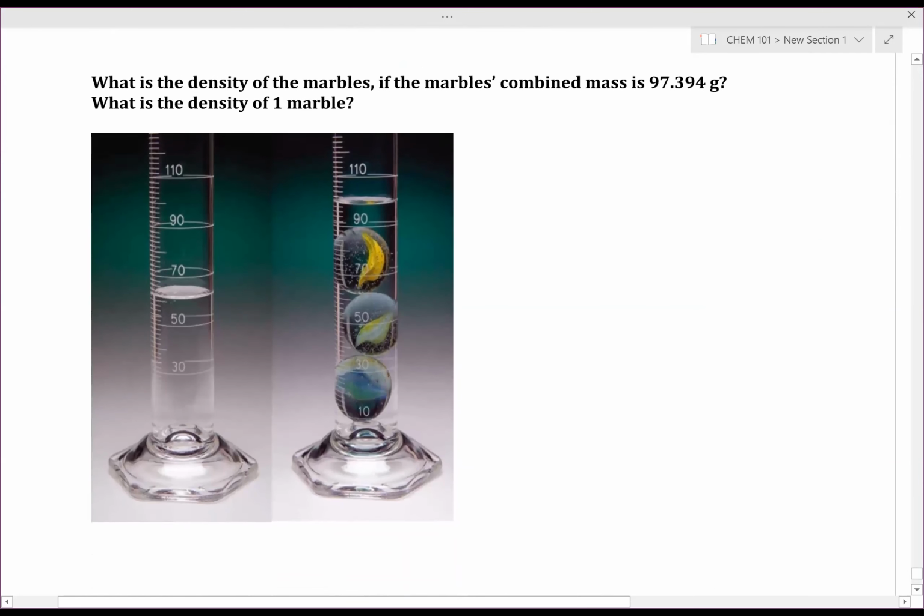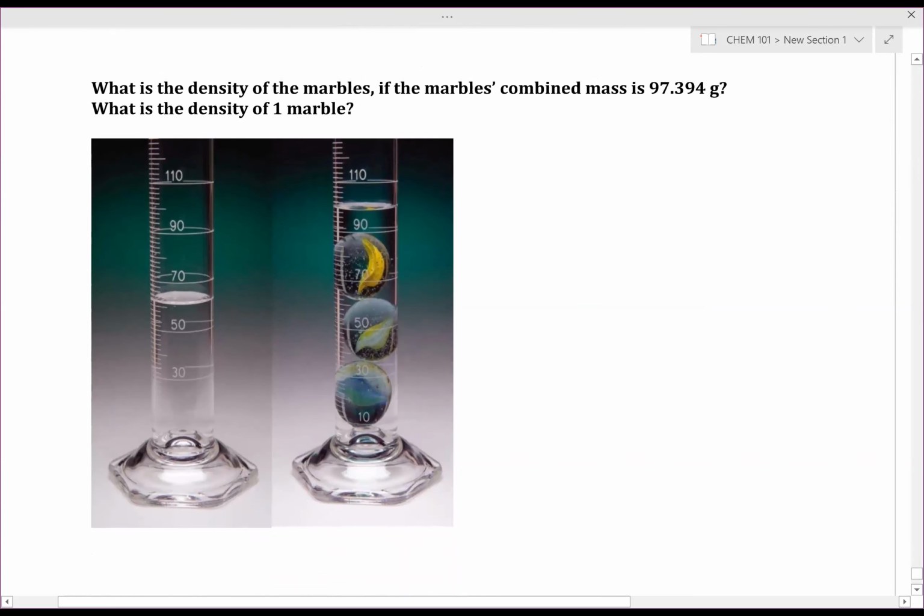So let's have you do a few more examples. And I really like this example since this is something that you'd actually see in your real life laboratory application. In this case, you're performing a density determination on a set of 3 marbles. So not just a single marble, but 3 marbles. I've given you the mass as 97.394 grams. And what I want you to tell me is from these 2 pictures, what is the density?